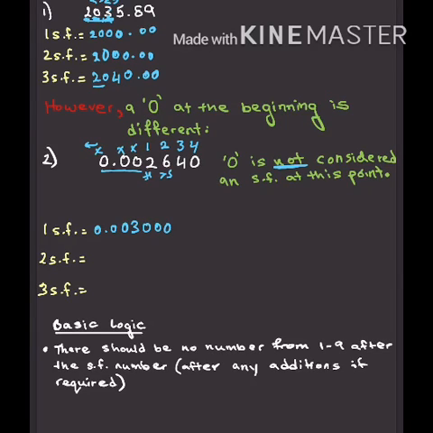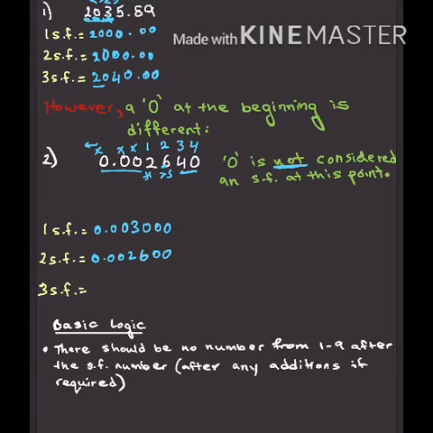For 2SF, so 1, 2. So we're working with this 6. If we look after it, we have a 4, which is less than 5. So we know what to do. We don't add anything. We just change everything after the SF number simply to 0. Our SF number is 6. What is before it stays the same. So 0.002, 6, and then these two change to 0.